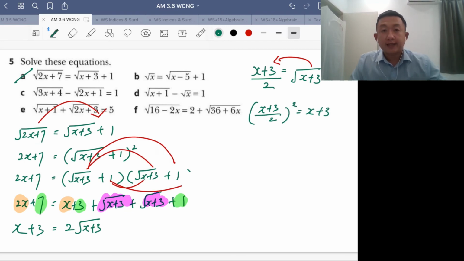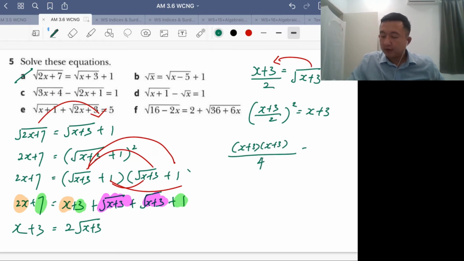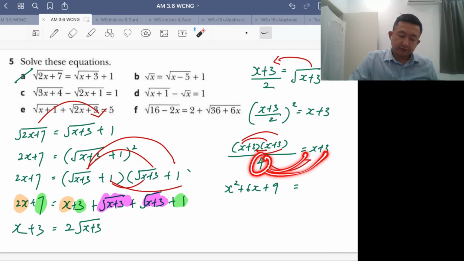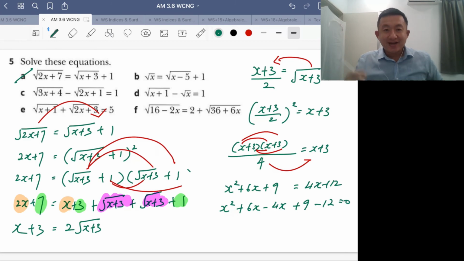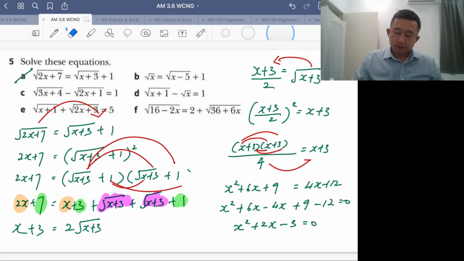Once you do that, it is the square for both parts of it. So x plus 3, bracket x plus 3, if you don't remember the formula, and you have 4 here, 2 square, x plus 3. So this one, move to the right, and you expand this. So on the left, x squared plus 3x, 6x plus 9 equals 4x plus 12. Collect the like terms. x squared plus 6x minus 4x plus 9 minus 12 equals 0. Another quadratic equation. x squared plus 2x minus 3 equals 0. So you continue with that.